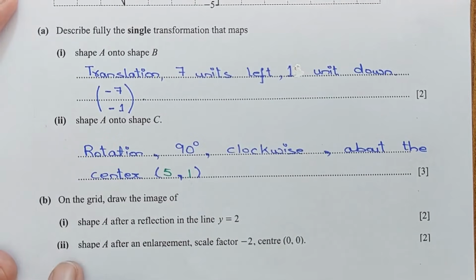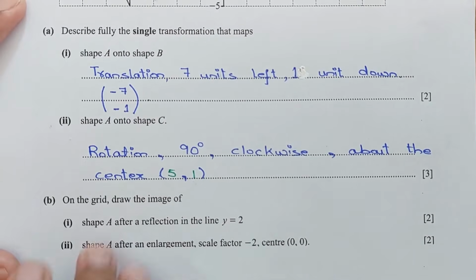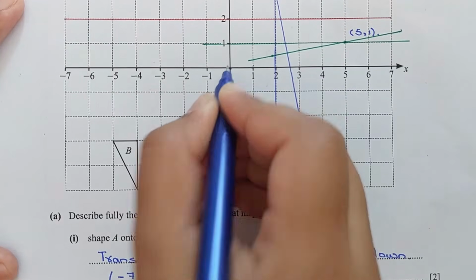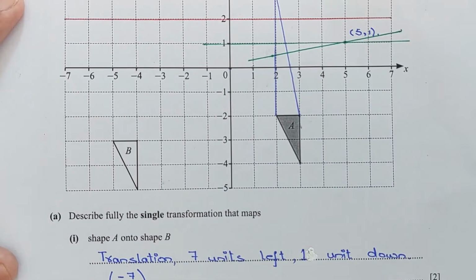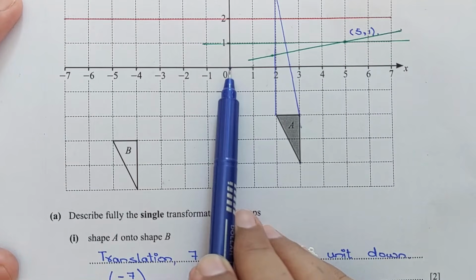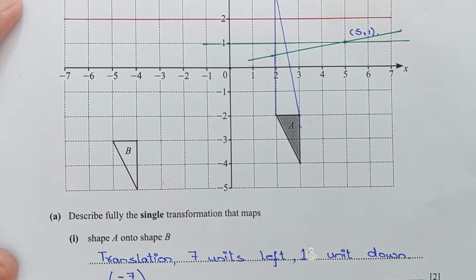Moving to the second part, shape A after enlargement with a scale factor of -2 and the center at the origin. So we have to mark the center first. The scale factor is -2. We have to enlarge shape A. To enlarge shape A, first we have to find the distance from the center to each coordinate of shape A. So let me find the distance.